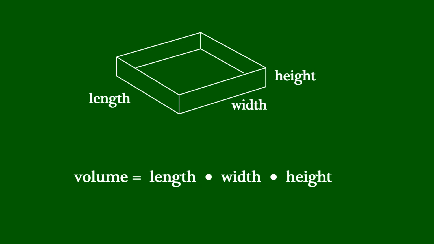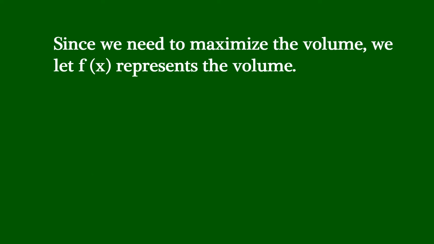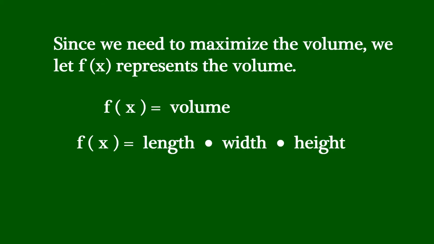So since this is a three-dimensional object, there is a length, a width, and a height. This is also called a rectangular prism, and in a rectangular prism, you can always find the volume. The formula for volume is length times width times height. And if you remember, the problem said we need to maximize the volume. So therefore, f of x should represent the volume. We have to express, however, the length, the width, and the height in terms of x.